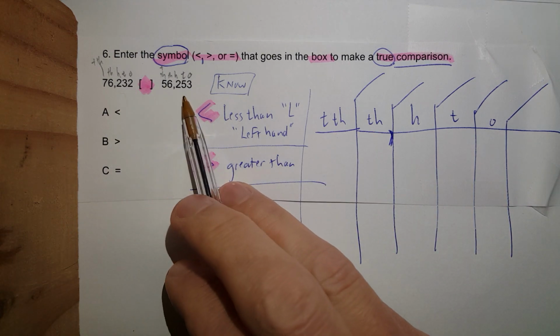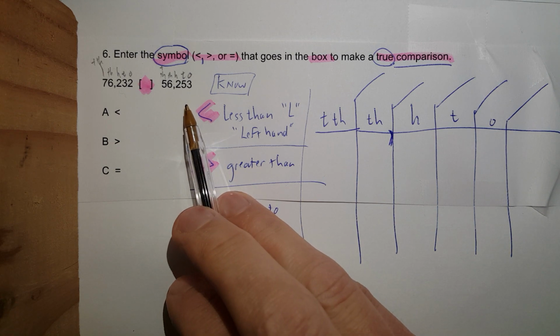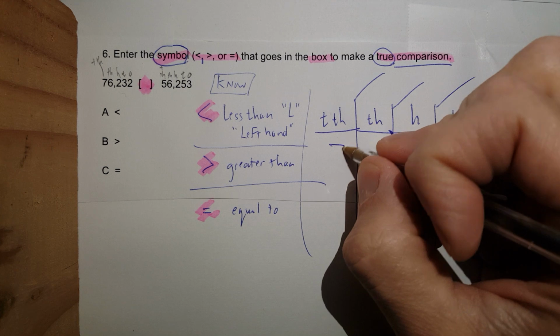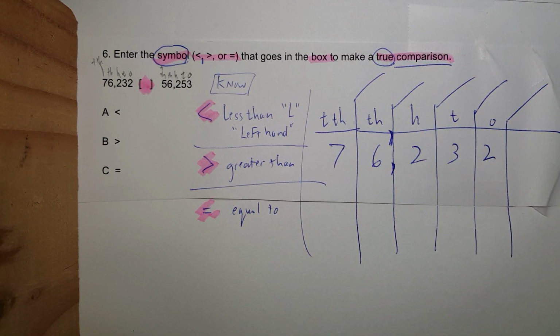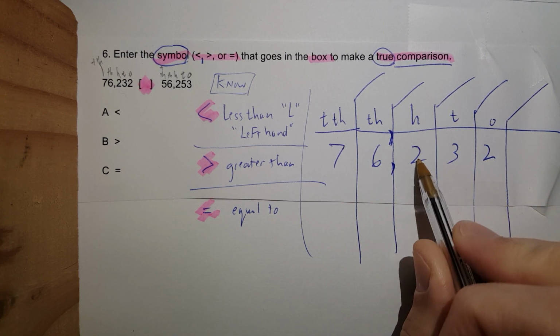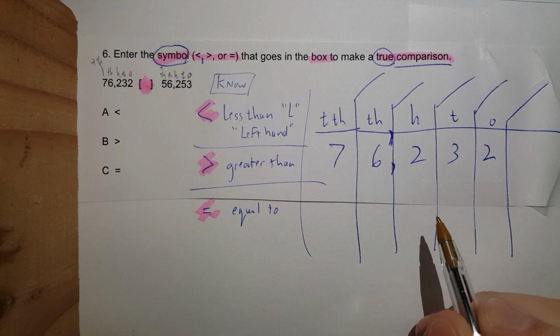Now, when you are comparing numbers, you always want to stack them. What do I mean by that? So I'm going to take 76,232. I'm going to write it here. 76,000, comma, 232. And I put it right in there. So I know there are 2 ones, 3 tens, 2 hundreds, 6 thousands, 7 10,000s.